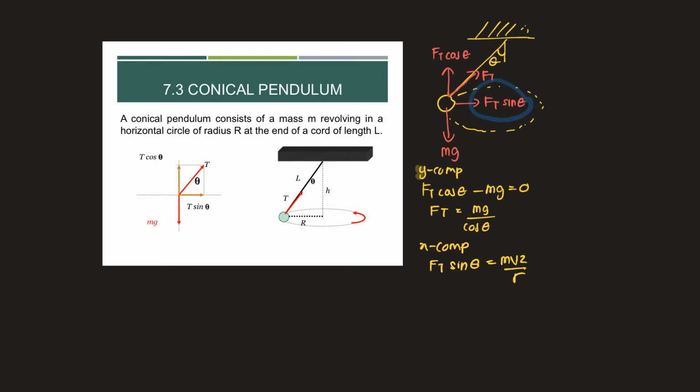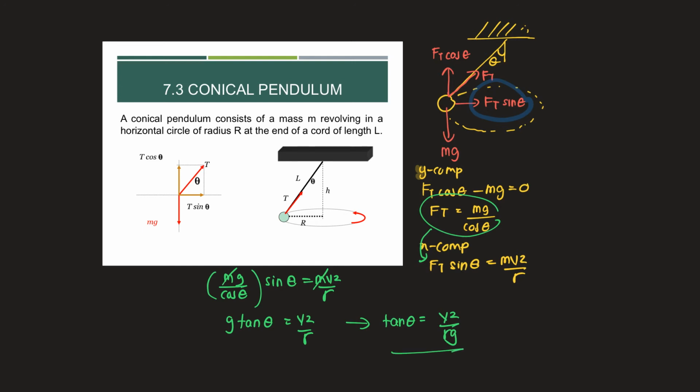The next part is you are going to put your Ft into this equation. So you are going to get mg over cos theta times sin theta equals mv squared over r. So you can cancel the m. Sine over cosine is tangent theta, so we are going to get g tangent theta equals v squared over r. So for you to find the angle, tangent theta equals v squared over rg.